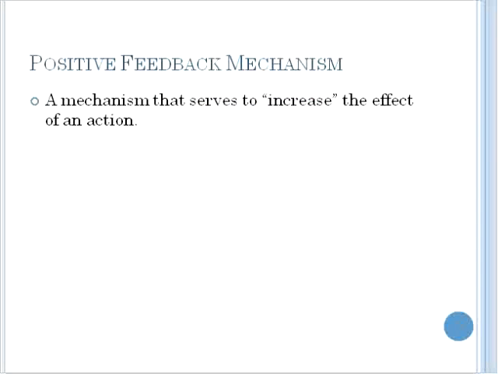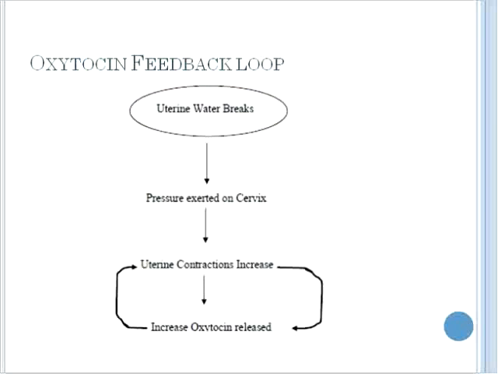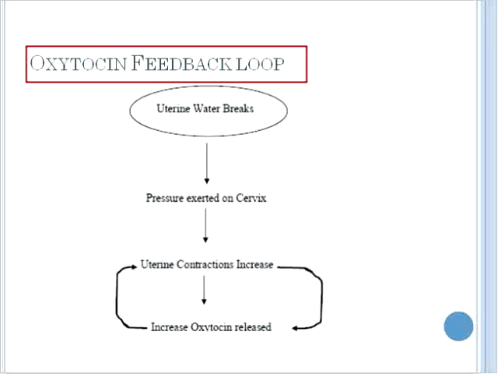Positive feedback, on the other hand, is a mechanism that serves to increase the effect of an action. These are relatively rare in the human body. The most obvious example is the production of oxytocin. Oxytocin is a hormone that triggers labor in the female body towards the end of pregnancy.